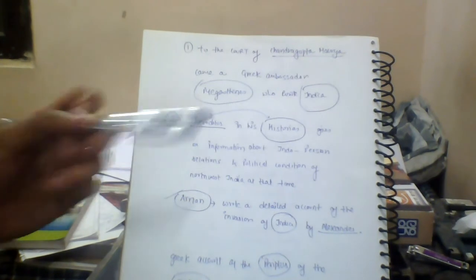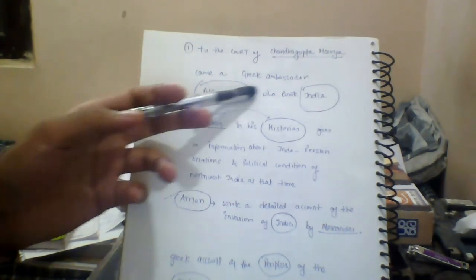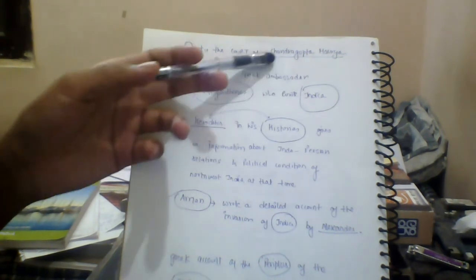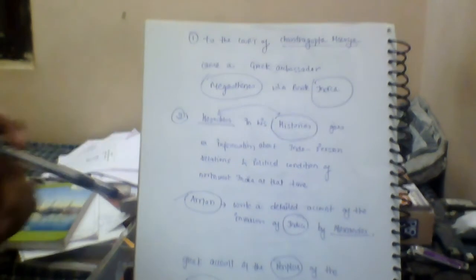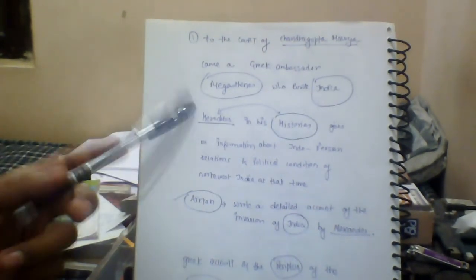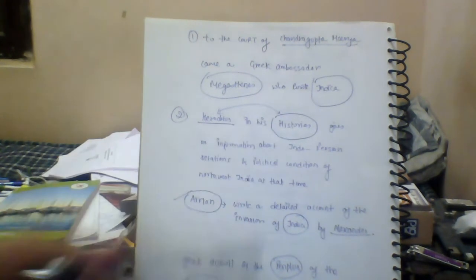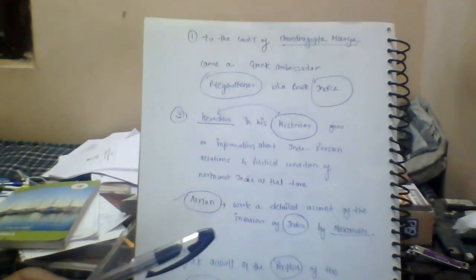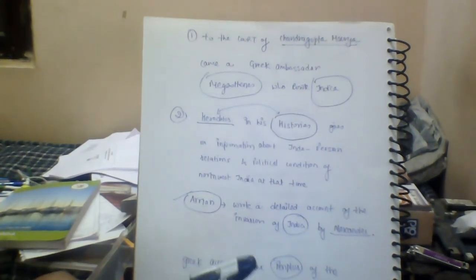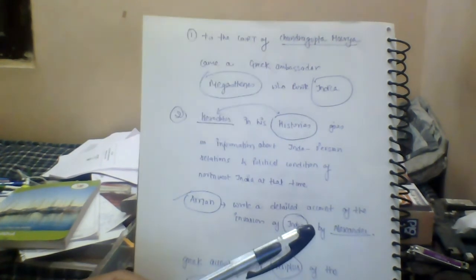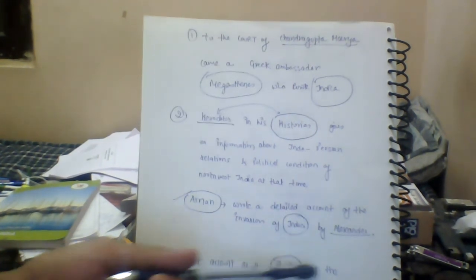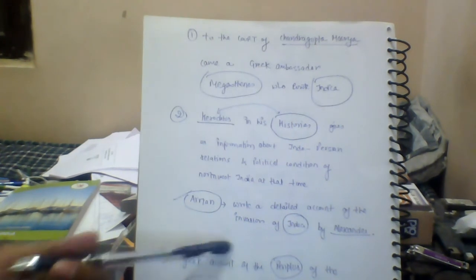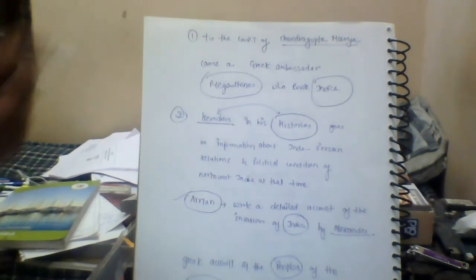Megasthenes wrote Indica. He was the Greek ambassador in Chandragupta Maurya's court, which everybody knows. Then Herodotus, in his Histories, gave information about Indo-Persian relations and the political condition at that time. There were also some books, for example, the Periplus of the Erythraean Sea, which also tells us about sea activity and the port activities at that time.